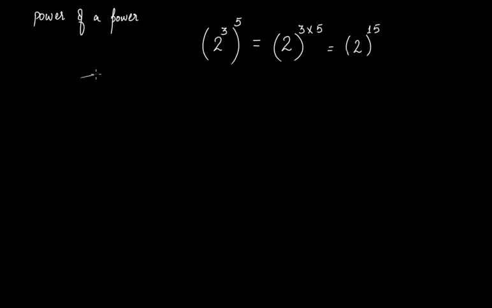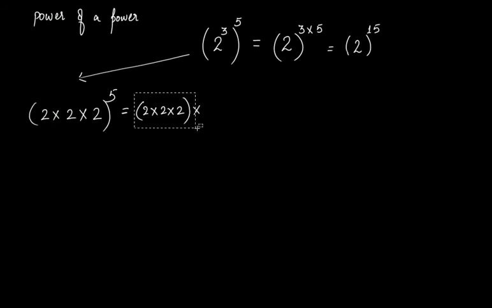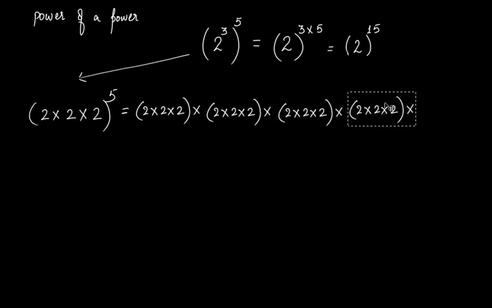If you want to see the proof, then let's do this. This is 2 to the 3rd power. It means this can be written as 2 times 2 times 2, right? And this whole is to the 5th power. We have simply written it in the form of multiplication. So this whole can be written in the same way as 2 times 2 times 2, then times, and let's copy this. Control C, control V, 3, control V, 4, control V, 5. Right? Because this is 2 times 2 times 2 to the 5th power.